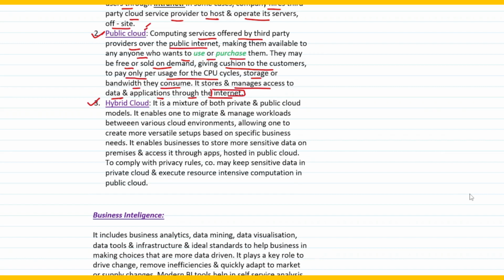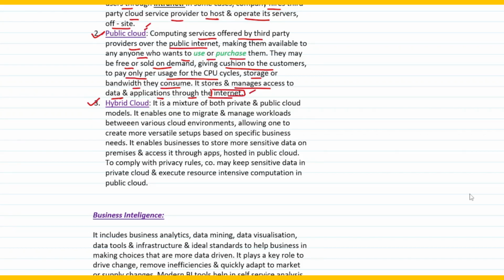So what exactly is a public cloud? Computing services offered by third-party providers over the public internet, making them available to anyone who wants to use or purchase them. So basically, if you want to use or purchase them, in that case, you can offer a public cloud. They may be free or sold on demand. It gives the cushion to the customers for what? To pay only per usage for CPU cycle, storage, or bandwidth they consume. It stores and manages access to data and applications through the internet, right?